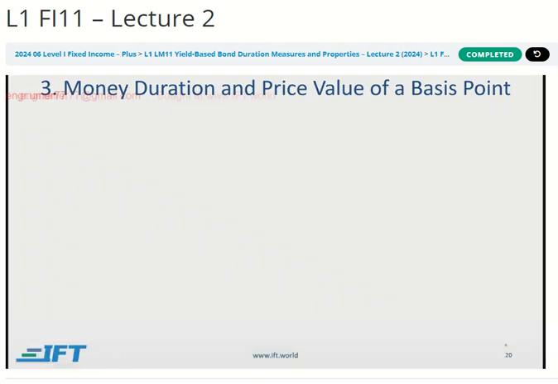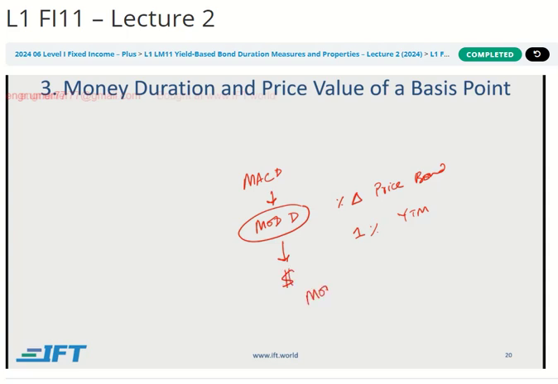Money duration and the price value of a basis point. This is very simple because now after MACD we know mod D, and mod D is basically the percentage change in price of a bond given a 1% change in YTM, right? So mod D is still in percentage terms, but if you want this in dollar terms, that is where your money duration comes in, right?